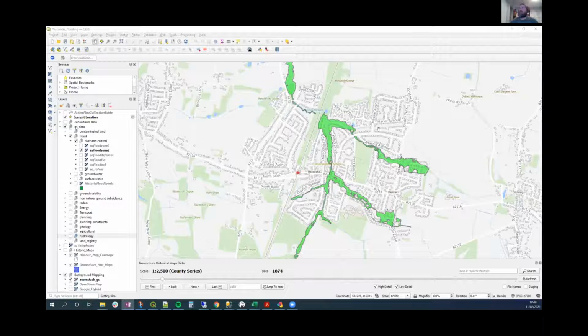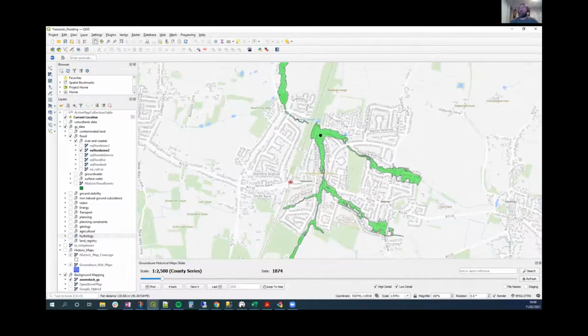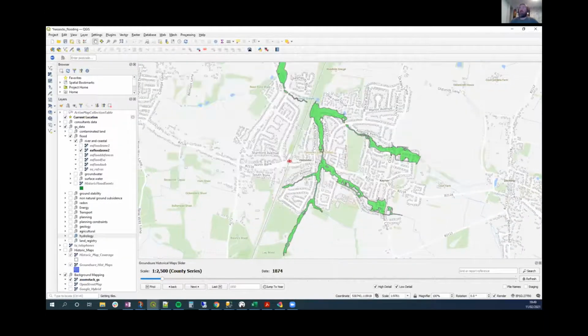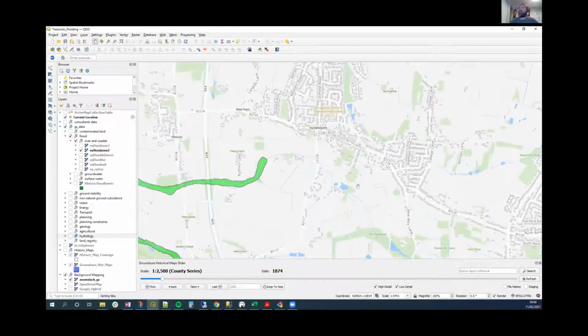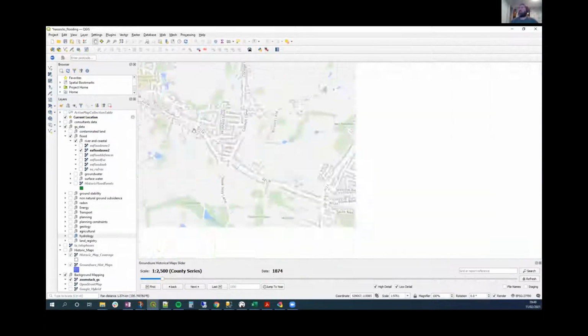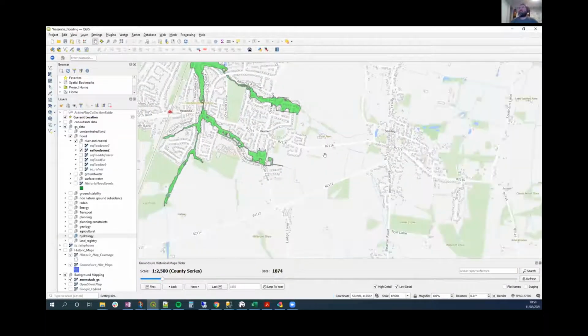So as we can expect from this data set, that it's based around river flooding, you can see that it follows the line of the streams that flow through Hassocks. And if we just nip over to Hurstpierpoint, you can see that the only real major stream is this one to the south of the village, and there's not much in Ditchling.